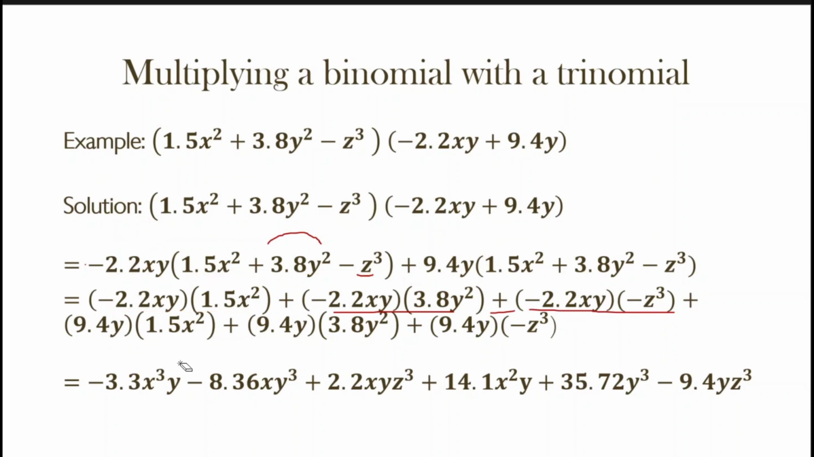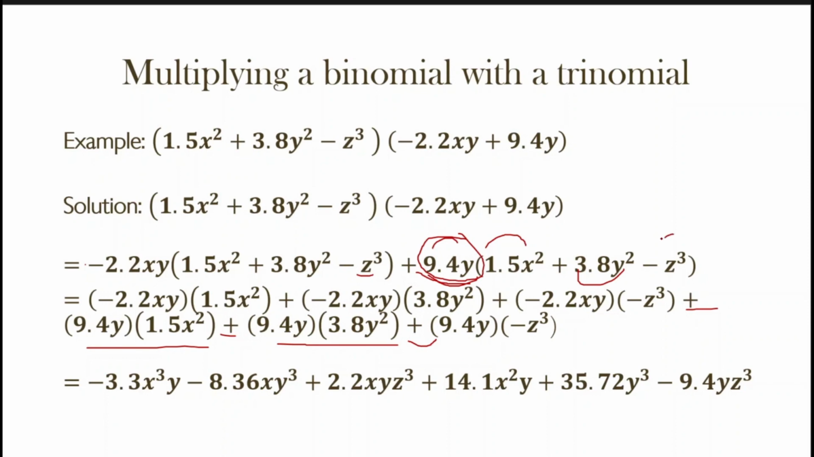Now similarly solving the other one, which says plus 9.4y multiplied with the entire bracket. So let's start. Plus 9.4y needs to be multiplied with plus 1.5x square. So I'm writing the addition as it is, and 9.4y multiplied with 1.5x square. Then 9.4y multiplied with 3.8y square. I'm keeping the addition as it is. Both were positive, so I'm writing 9.4y and 3.8y square. Then again I'm writing a positive sign in between and multiplying 9.4y with minus z cube, because z cube was having a negative sign before it. So 9.4y minus z cube, right? I hope it's clear up till here.